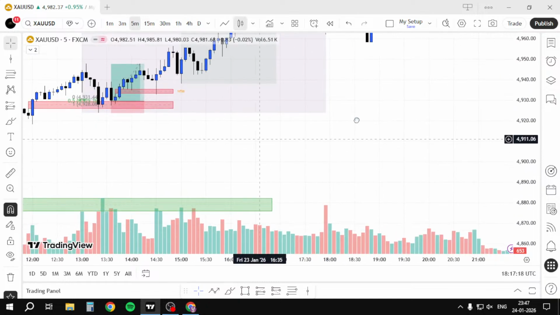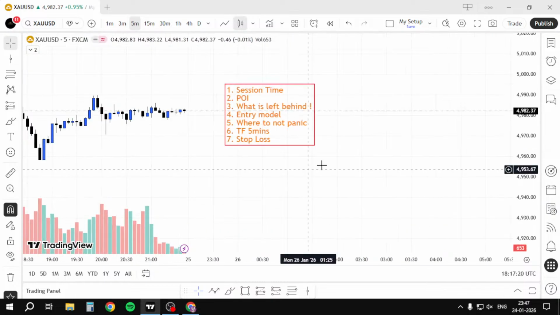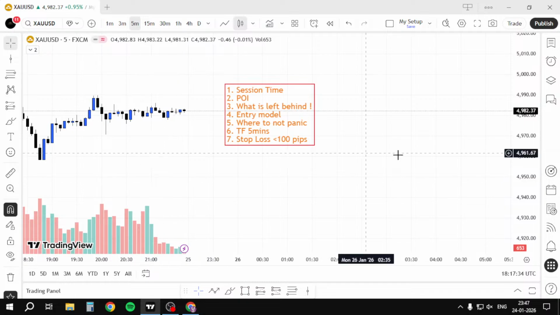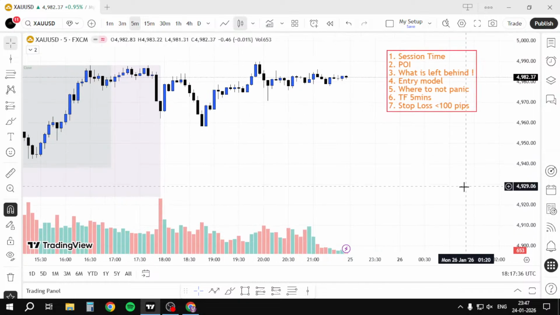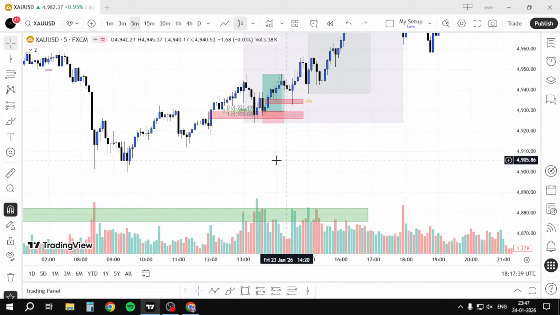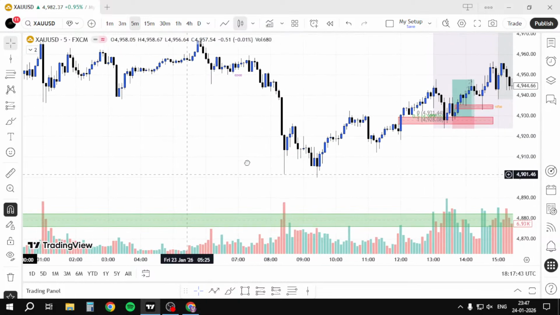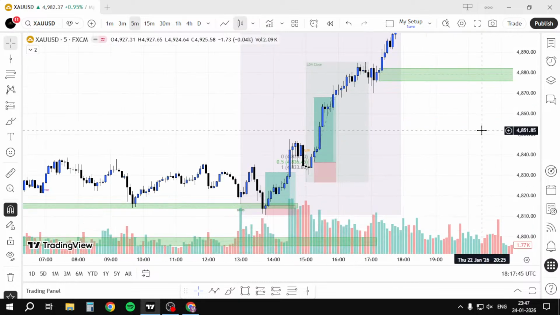Now coming to the next topic, stop loss. Stop loss will always be less than 100 pips. 100 pips in the sense of a $10 movement in gold. $10 move equals 100 pips in XAUUSD.